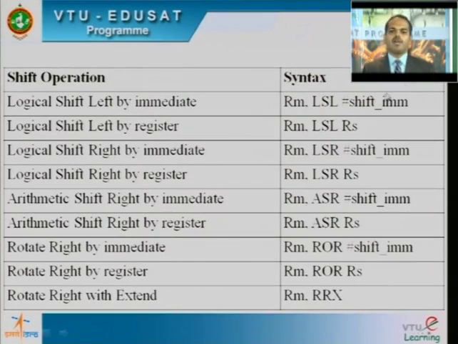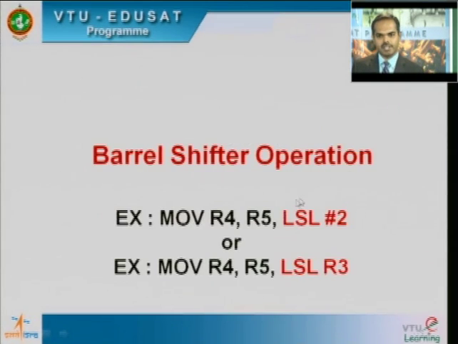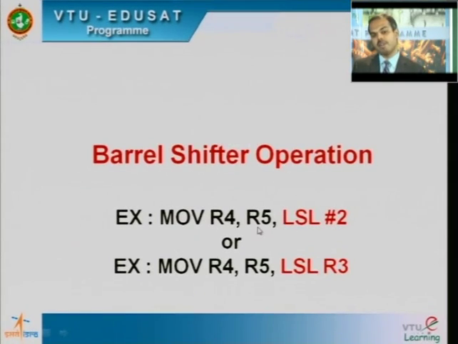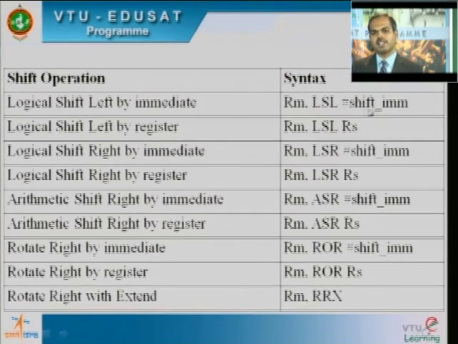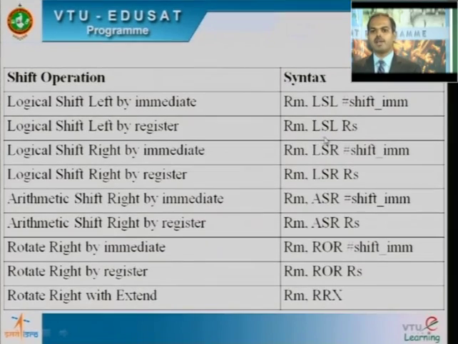Now let's see what the possible barrel shifter operations are. If there is a logical left shift, there has to be a logical right shift. If there is a logical shift, there has to be an arithmetic shift. If a shift operation is available, then a rotate operation is also available. So let's see this in detail. First one, logical shift left by an immediate value. What is that? Rm, LSL #shift immediate. This is nothing but this example, Rm, LSL #2, where R5 is Rm. Then Rm, LSL Rs, where Rs is register content, is logical shift left by a register.